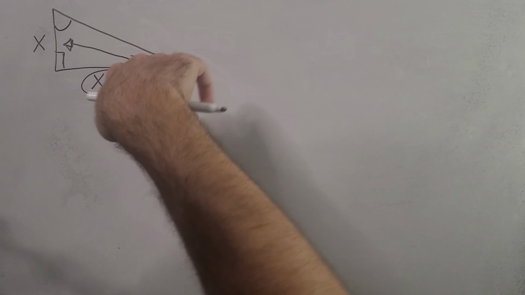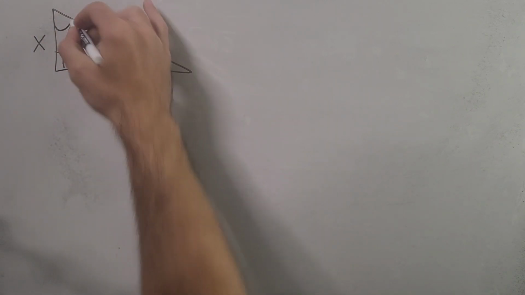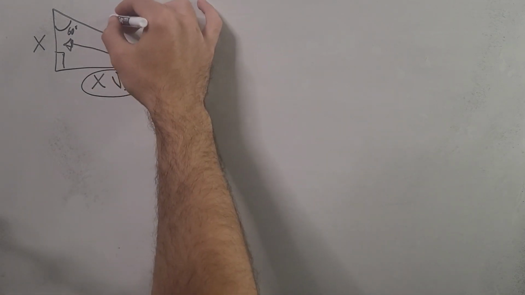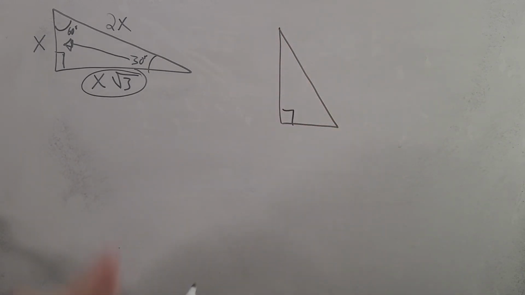Furthermore, you have the 30 across from the small side. The 60-degree angle should be across from the larger leg, the larger side. The largest side, the hypotenuse, is always 2x. So that part's easy. All right, so here we go. Let's draw it vertically. Pause the video and try this on your own. Try filling out this diagram on your own.